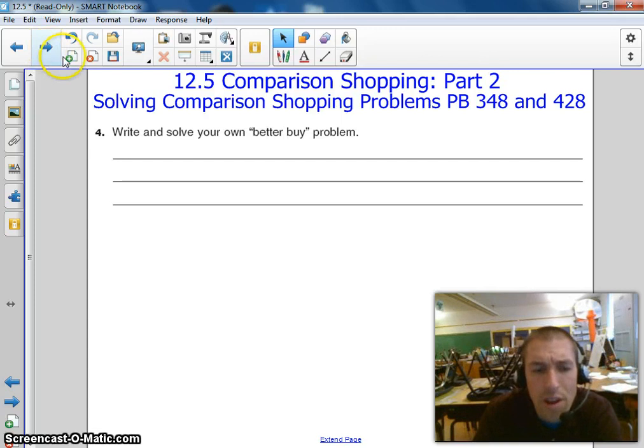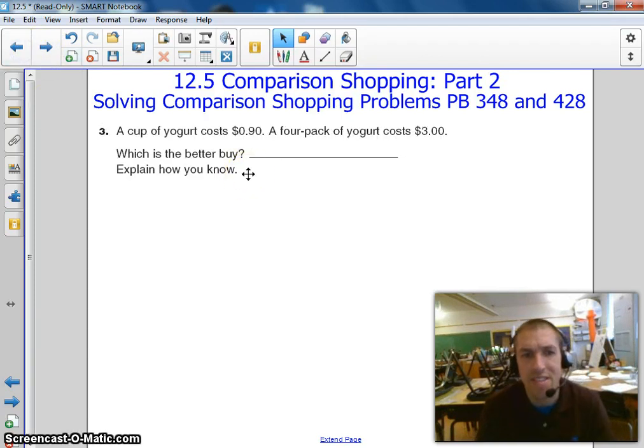Okay. We're going to be working on these problems all throughout class today. Simply being, if you can do a problem like this and tell me what is the rate we're trying to figure out and what is the unit price of each, and tell me which one of these options, right here or right here, is a better buy, and be able to explain why, you're doing great. If you need more help, please let me know. Thanks.